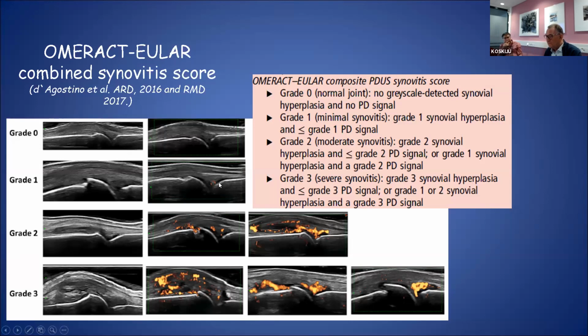of Doppler or grayscale. For example, if you have a grade 3, you might have synovial hypertrophy at grade 3 or less than grade 3 power Doppler. So power Doppler can be 0, but the highest number is grade 3 synovial hypertrophy, it's grade 3. Or you can have grade 1 synovial hypertrophy and grade 3 power Doppler signal. So you take the highest of Doppler, or this is the combined.